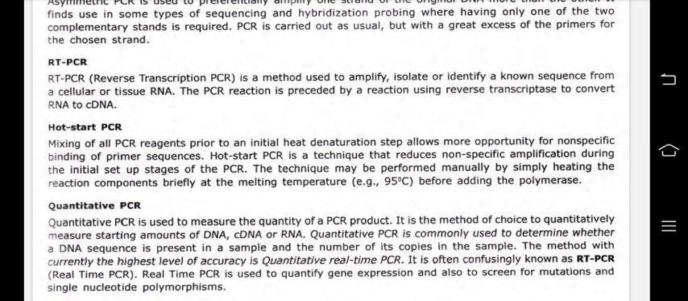It is often confusingly known as RT-PCR, real-time PCR, but the real RT-PCR is reverse transcription PCR, which we learned earlier. Real-time PCR is used to quantify gene expression and also to screen for mutations and single nucleotide polymorphisms.